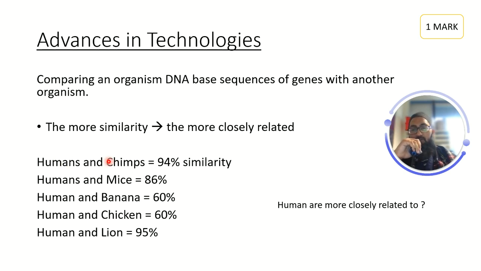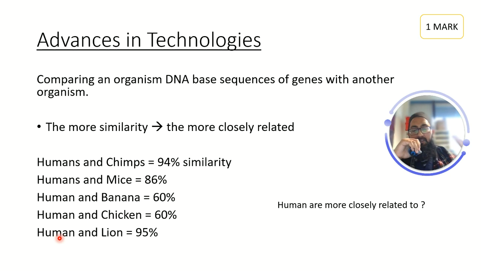So let's have an example like humans and chimps. They share 94% of DNA base sequence similarity. That I guess might indicate, or you may argue otherwise, that maybe we are closely related. You also have humans and lions, 95%, humans and chickens, 60%, and so on. But for exam purposes, we will say that if the DNA base sequence of one organism is similar to another organism, then that tells us that they could be related. If they are really, really similar, then they are more related.